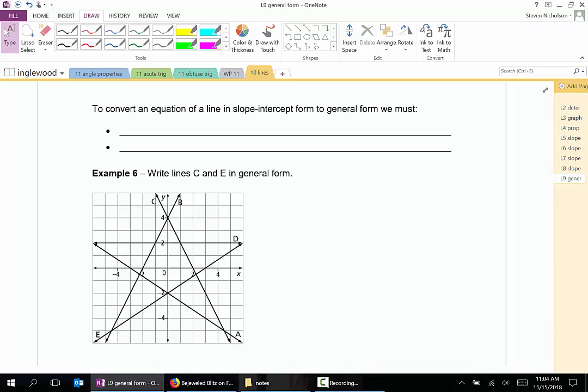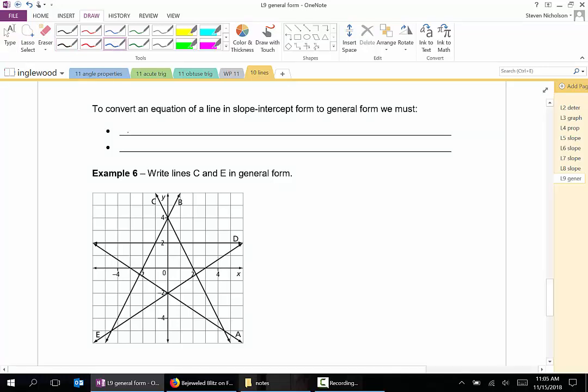One of the things that we just did is we went from general form to slope-intercept form, and that might be valuable to be able to do, because then you can find the slope if you had to. But the other thing you have to be able to do is to go backwards. You have to put something in general form. So here's our recipe. This is how you go from slope-intercept form to general form.